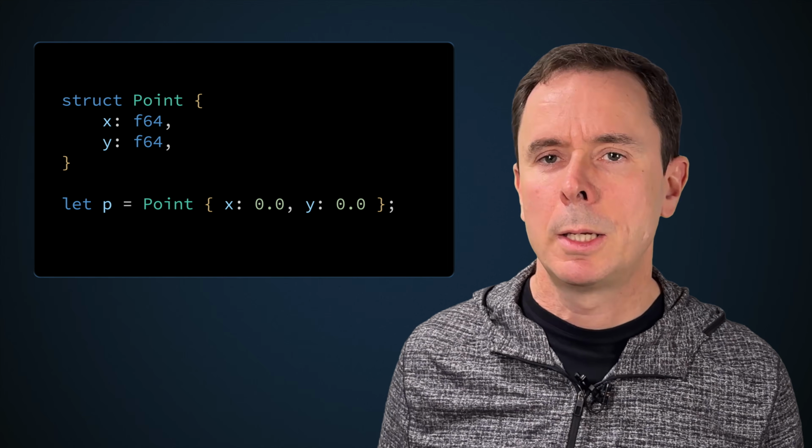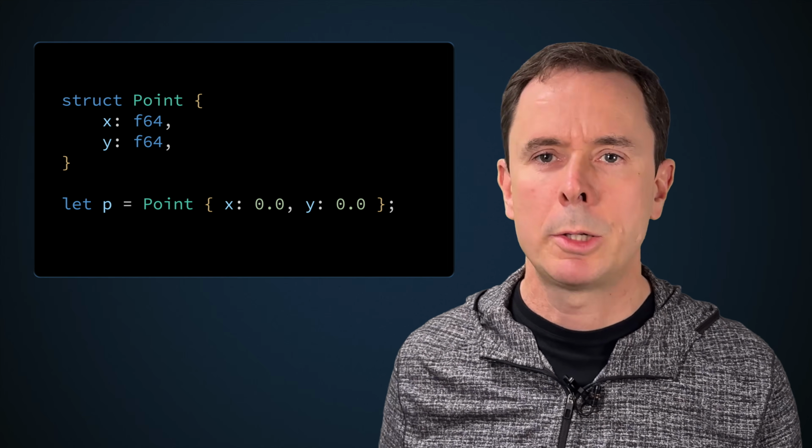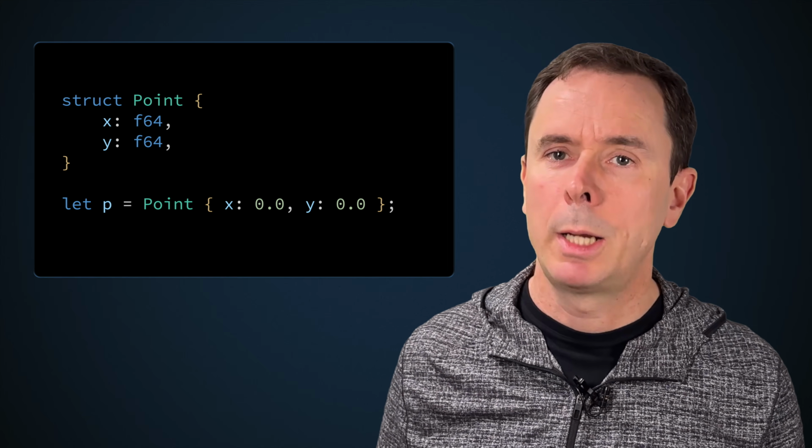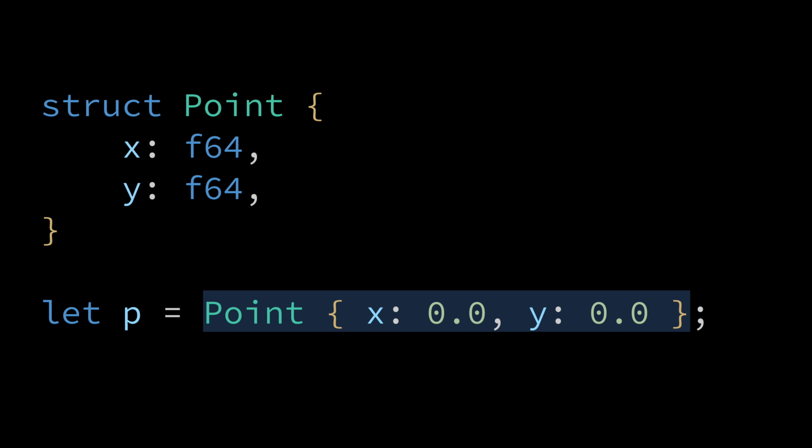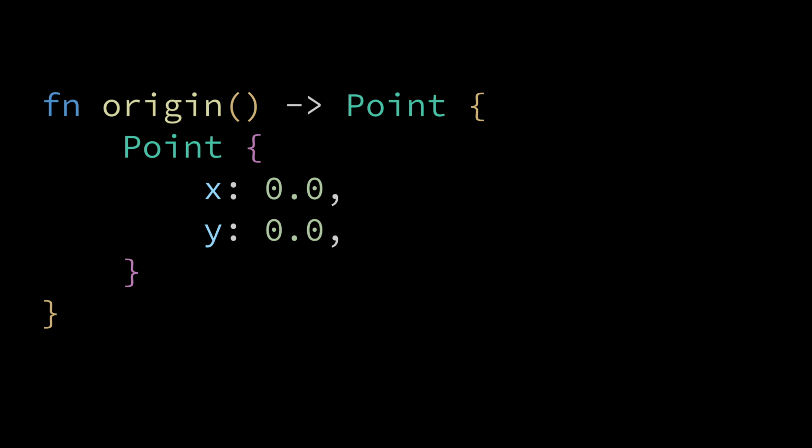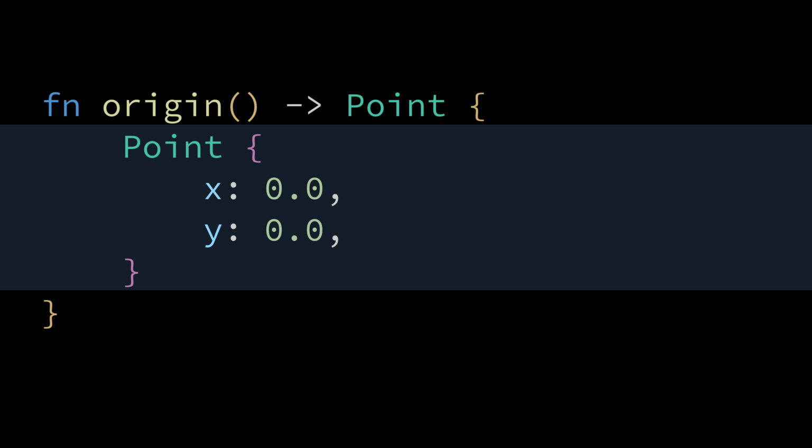There's no such thing as uninitialized memory or partial initialization unless you're in unsafe Rust. So we write the name of the struct, and inside the curly braces we name each field and give it a value after the colon. This is an expression that constructs a value of type Point, which we assign to the variable p. Let's have a function that returns a Point. The expression that constructs the Point is the final expression in the function, so that's what gets returned.